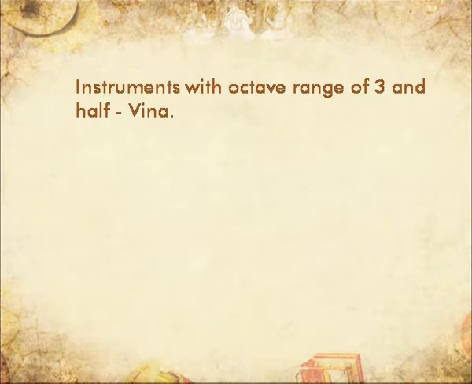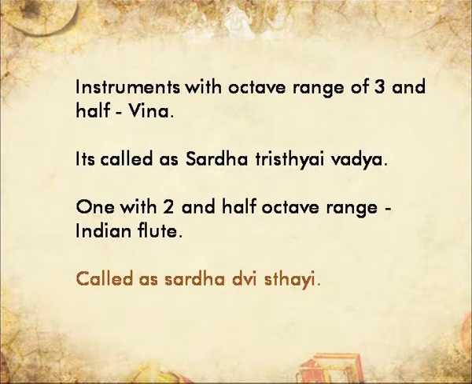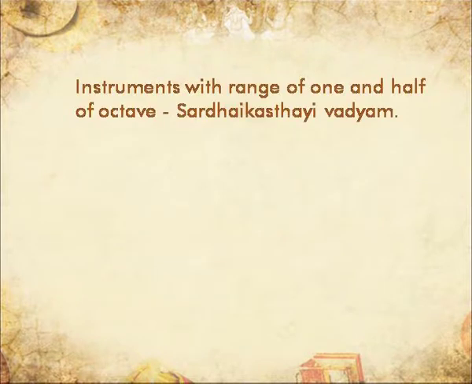There are also instruments with a compass of 3.5 octaves, example the veena, and 2.5, example the Indian flute. The former will be a Sardha Tristhayi Vadyam and the latter a Sardha Dvisthayi Vadyam. Instruments with a range of 1.5 octaves can be called Sardha Ekasthayi Vadyam.